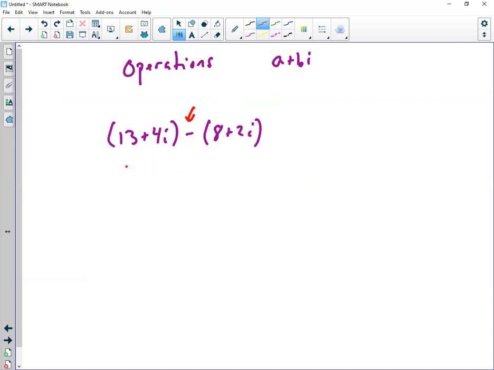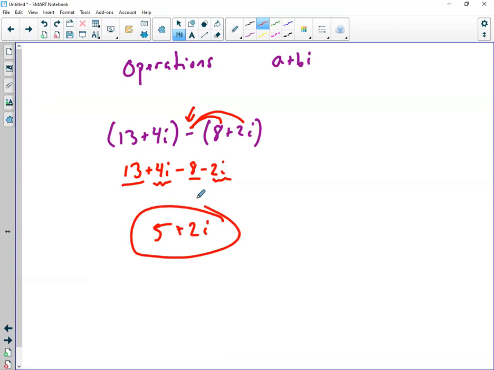So what I like to do is rewrite them, distributing the negative. So I do 13 plus 4i minus 8 minus 2i. I've distributed that negative to both things in here. But I like to make that extra step because then I for sure am not going to multiply them together when they don't need to be multiplied together, okay? So now I'm going to look at my real parts, real, imaginary, imaginary, and I'm going to combine them. 13 minus 8 is 5. 4 minus 2 is positive 2i. And that question would be done.